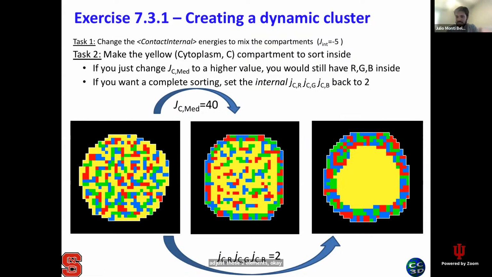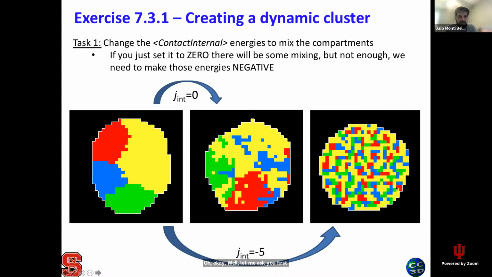So does this make sense? If you copy those values here, can you get this result or not? So no, you don't get this, or it does not make sense. Okay. Well, let me ask you first. Did you make the internal energies to be -5 to induce mixing?